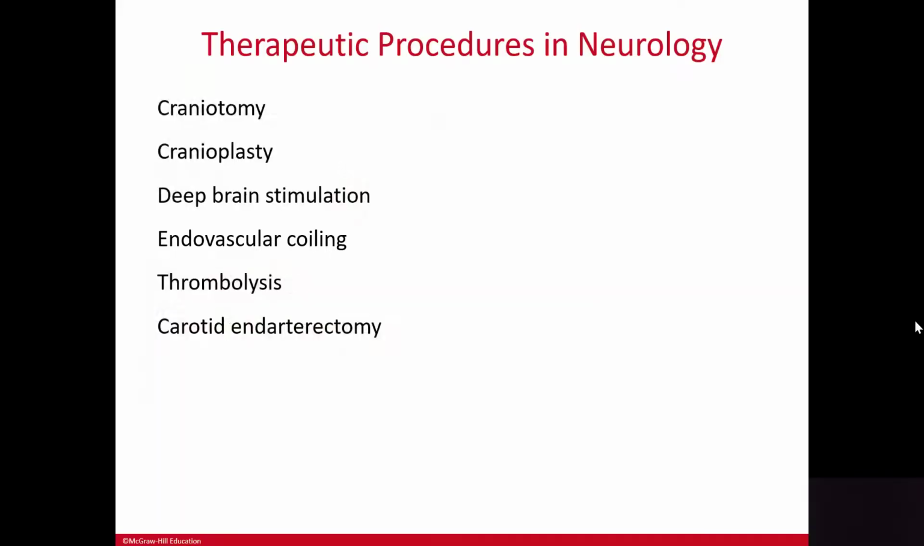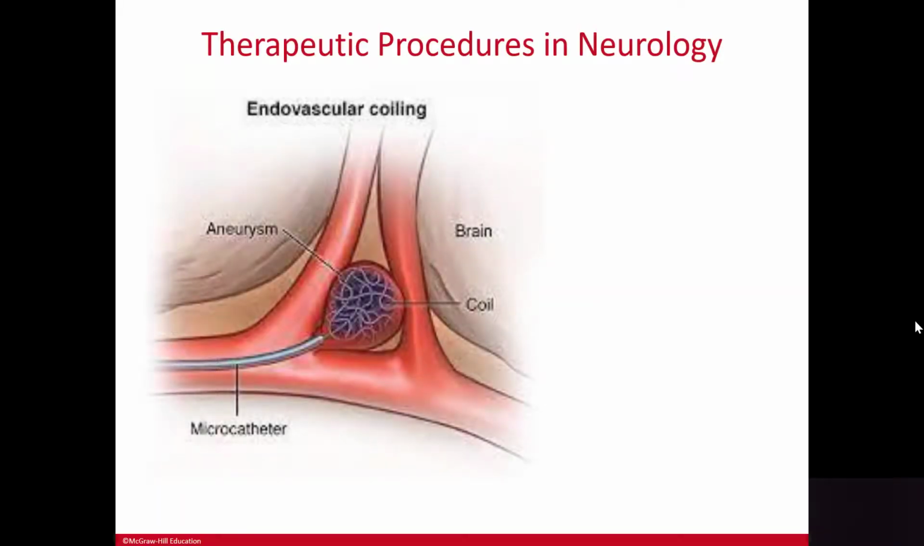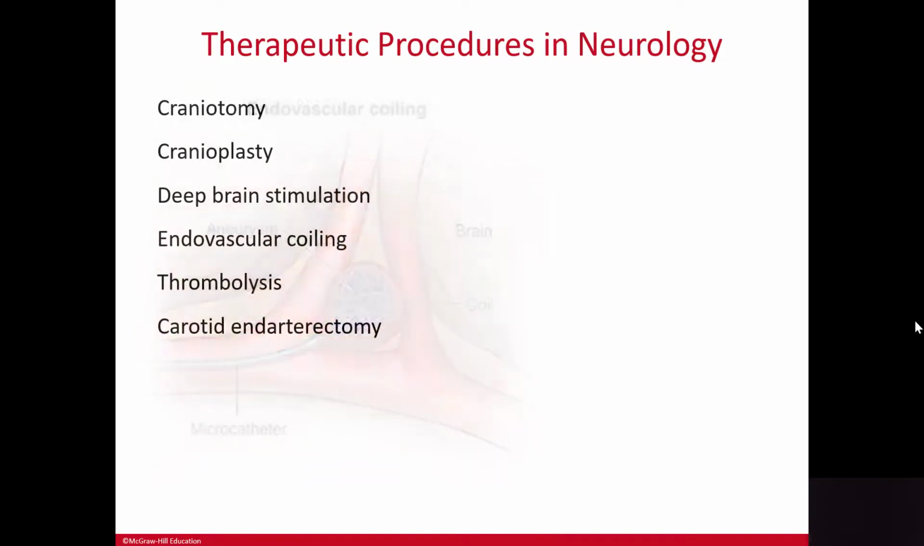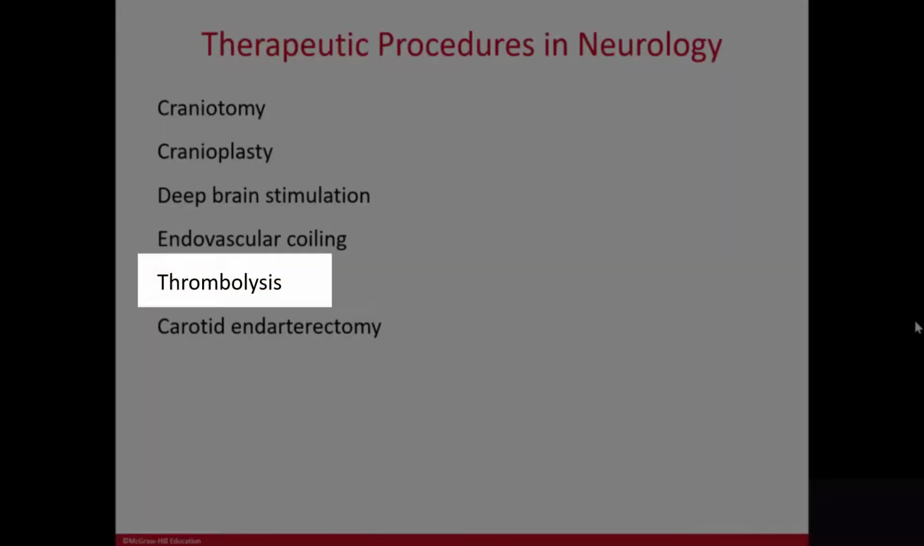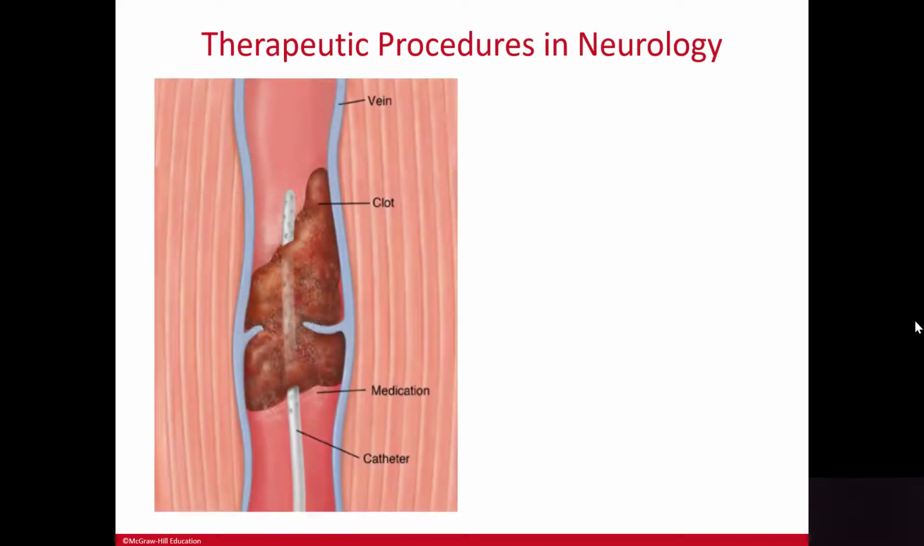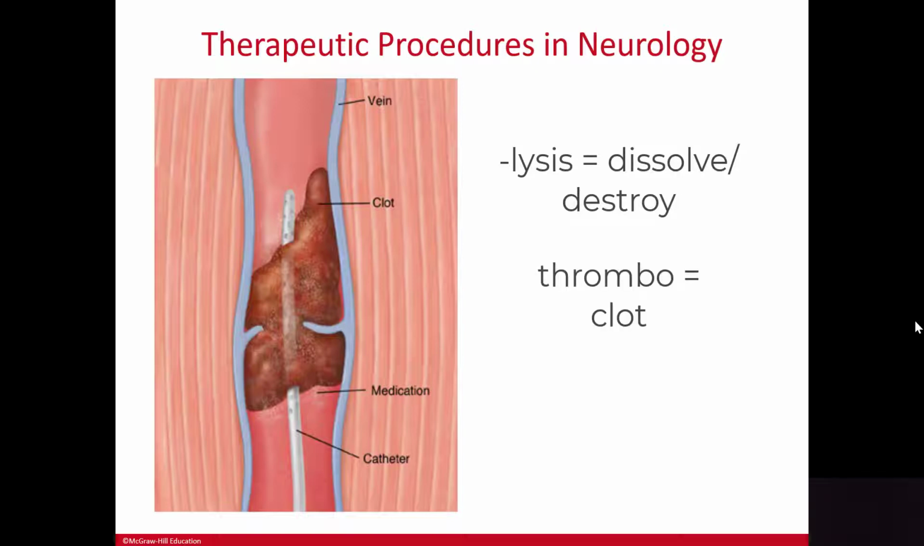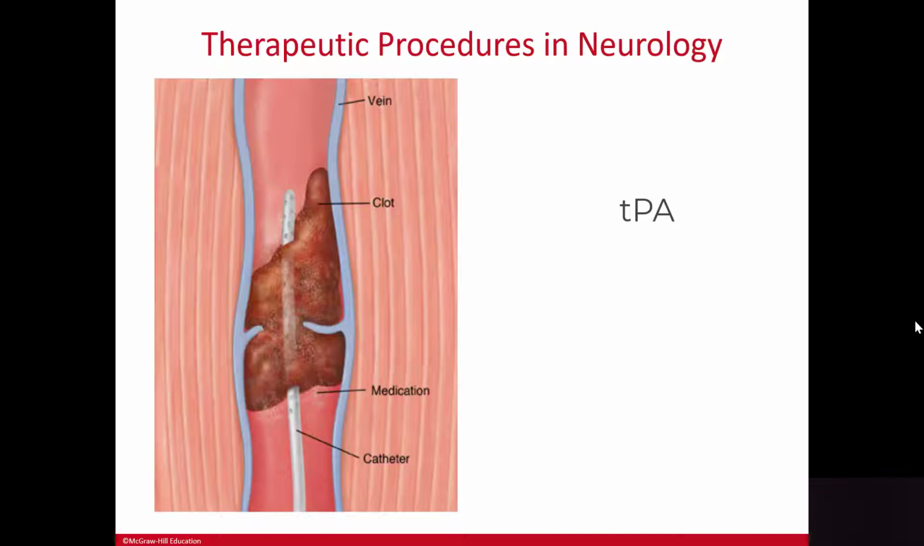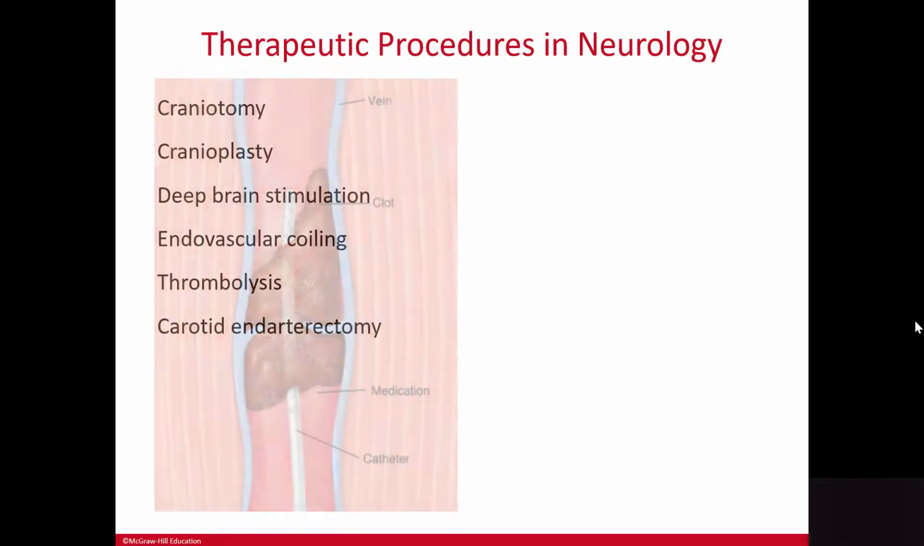Endovascular coiling is a procedure done to block blood flow to an aneurysm to prevent the aneurysm from rupturing. Thrombolysis is the procedure done to dissolve a clot that's causing an ischemic stroke. The suffix lysis means to dissolve or destroy, and the root word thrombo means clot. You may have heard of clotbuster drugs like TPA or tissue plasminogen activator. These drugs must be given within 4 hours of a stroke, and the patient must meet very strict criteria to receive the drugs, but they have a pretty good success rate in restoring blood flow to the ischemic areas.